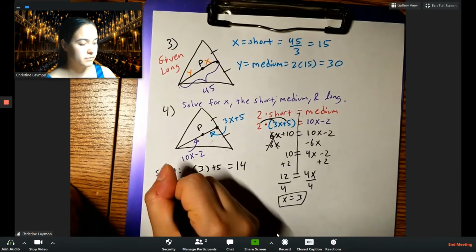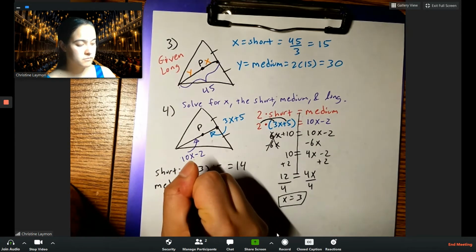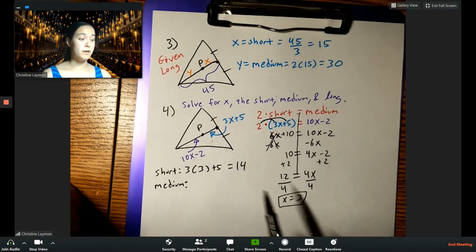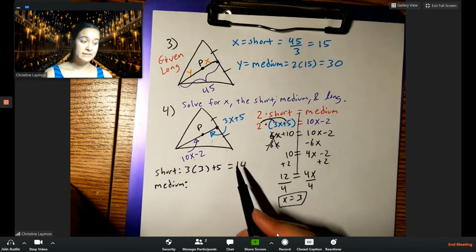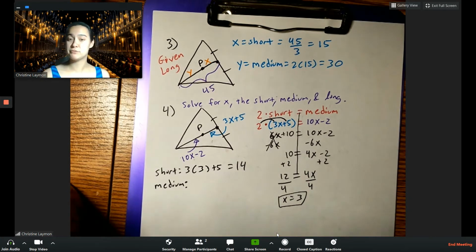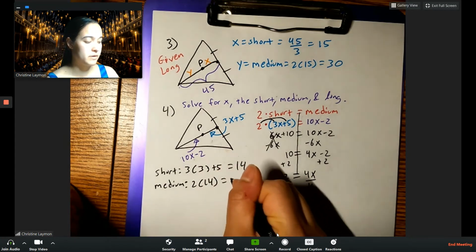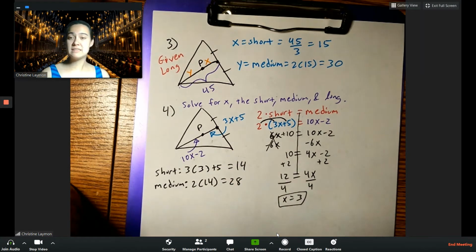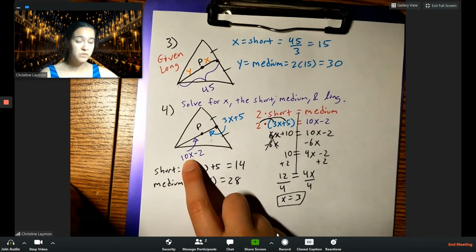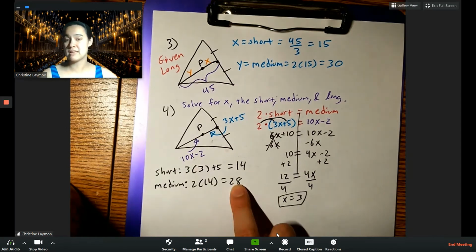Take a look at the medium. Now I can either take the 3 and plug it into here, or I could just take the short and times it by 2. Remember, 2 times 14 is my 28. And it is a good thing to check your work. The way to check it is to plug that 3 into here. 30 minus 2 is still 28. So we did it correctly.